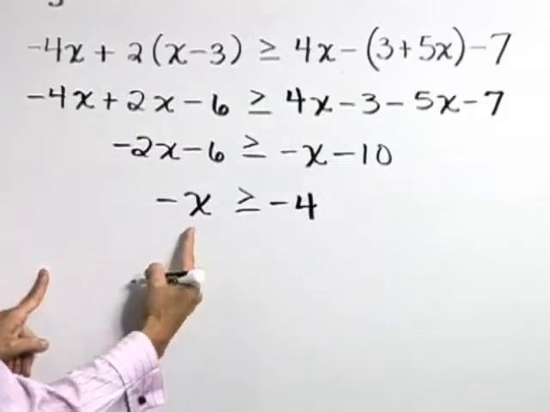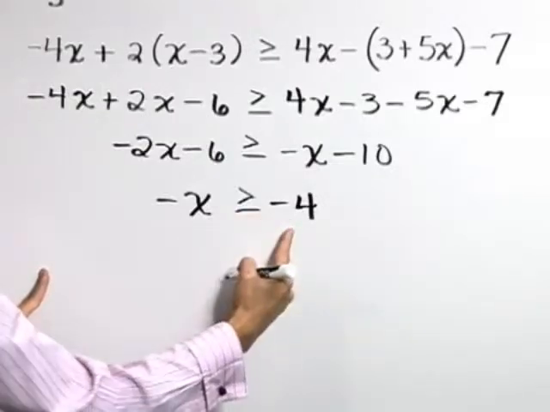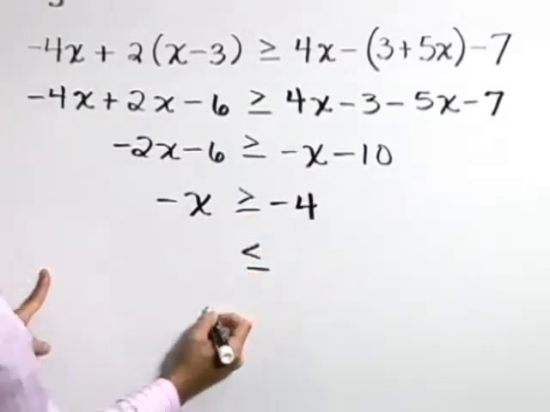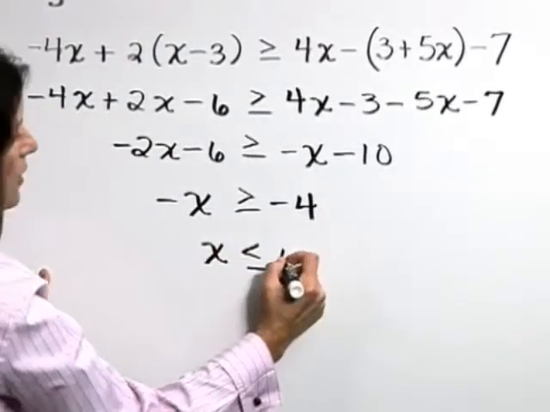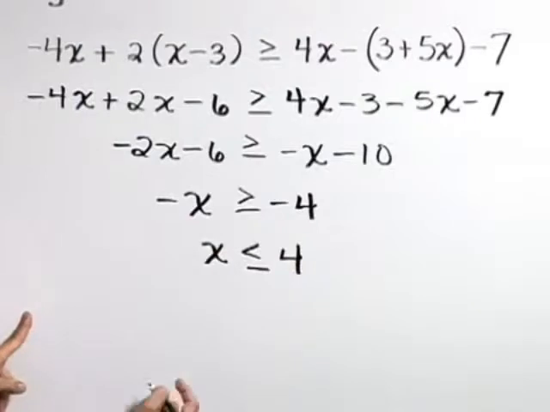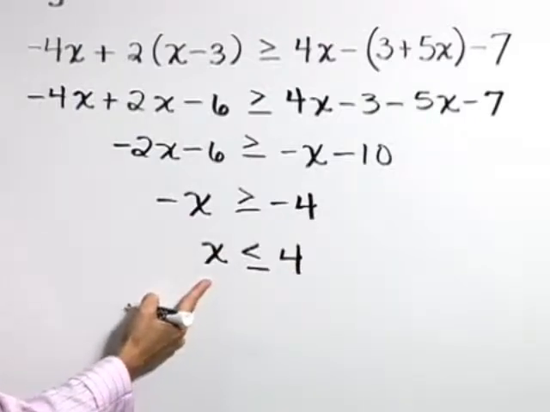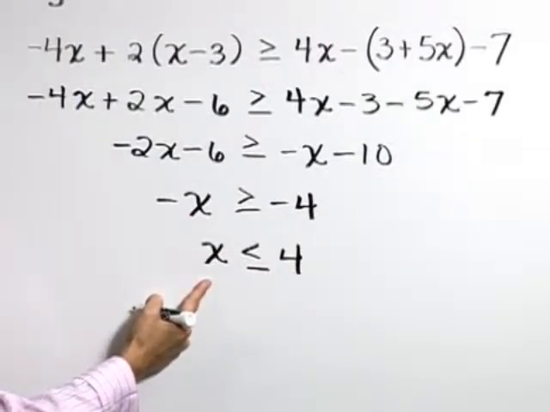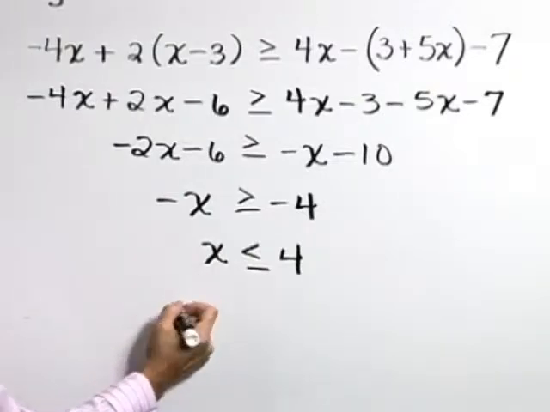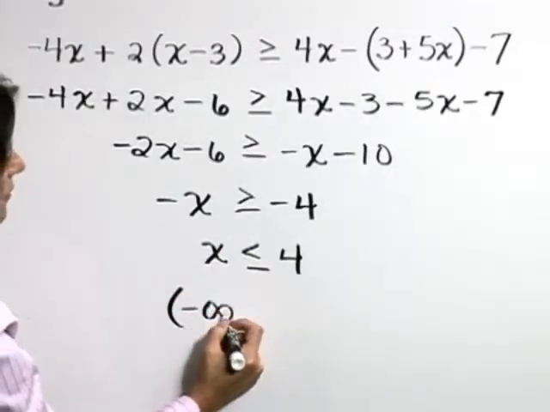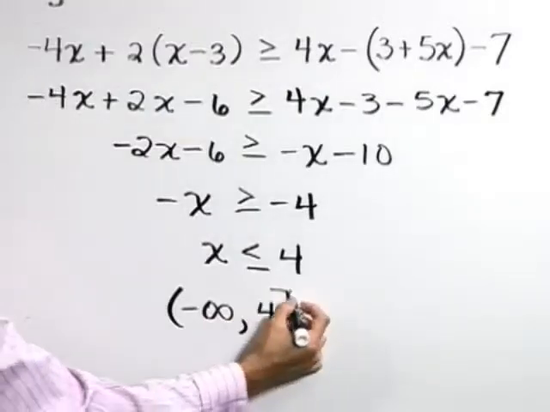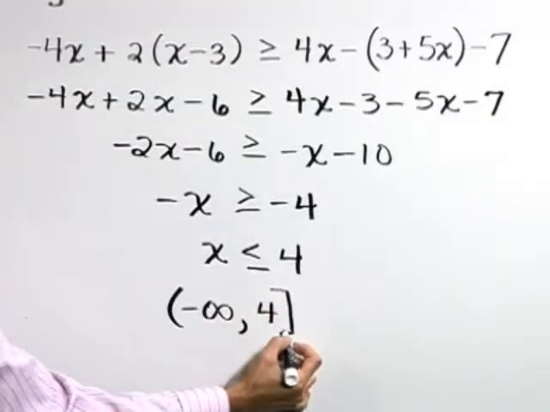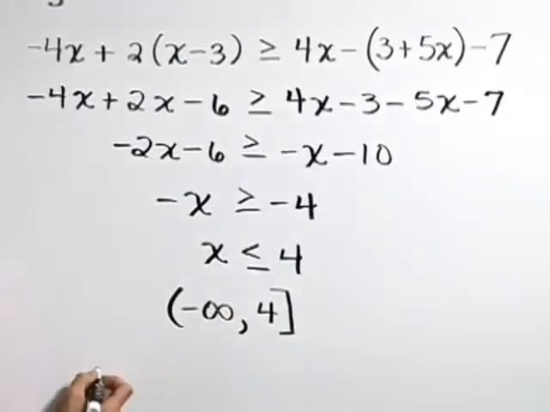And as a last step, let's multiply both sides by a negative 1, which is going to change the direction of our inequality symbol, giving us x is less than or equal to 4. So we have our solution in inequality form. Let's also write it in interval notation as the interval from negative infinity up to and including 4. The bracket indicates inclusion of the number 4.